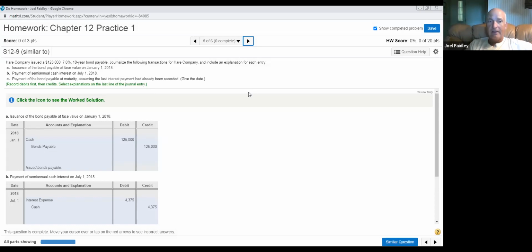So there is no discount. It doesn't say anything about what the market rate is, does it? So cash, bonds payable, then interest expense. It's going to be 7% of 125,000 divided by 2, which is 43.75. All right. Number 6.